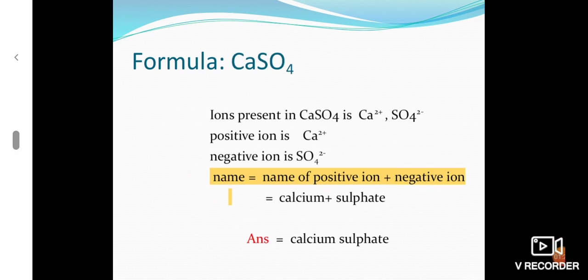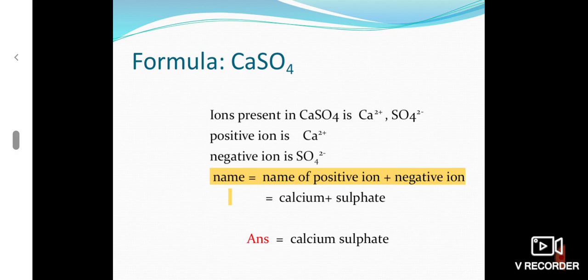And the next formula is CaSO4. Okay, so this is also an ionic compound. Ionic compound means it is made up of positive and negative ions. Here the negative ion is a polyatomic ion, that means SO4 2 minus. The positive ion is Ca2 plus. First you have to memorize the given table in the book. Okay, after that we can do these kinds of exercises very easily.